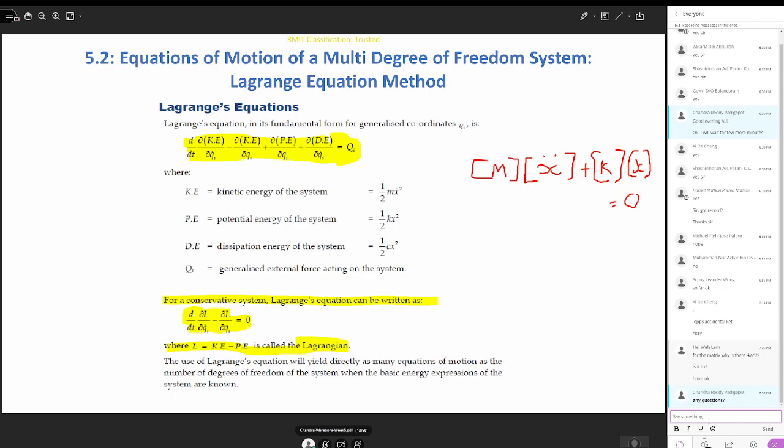If there is a damper, then you can also have the equation indicating the damper. So you can write M times x double dot, the acceleration matrix, plus the damping coefficient matrix C multiplied by the velocity x dot.